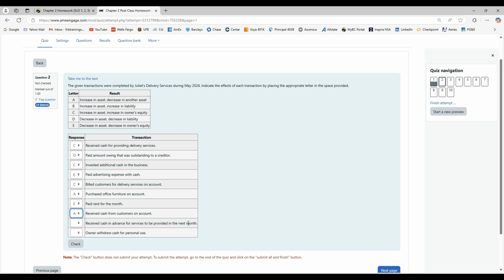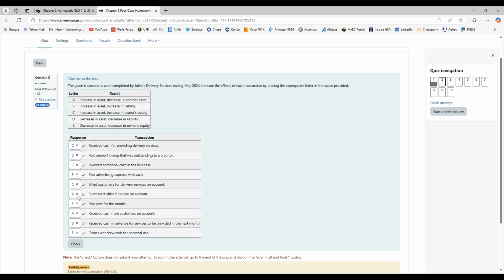Received cash in advance for services to be provided in the following month. That's going to be an increase in cash and an increase in a liability for the unearned revenue. And then finally, the owner withdrew cash for personal use, and that's going to be a decrease in cash and a decrease in owner's equity. So I believe that is E.